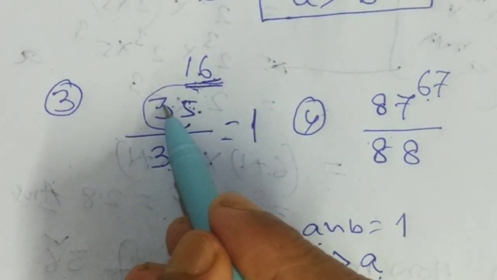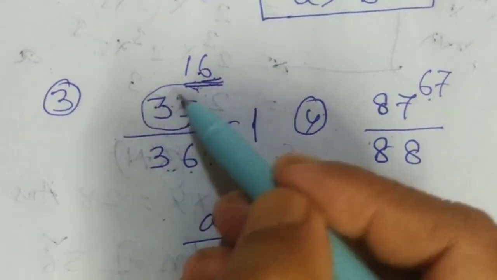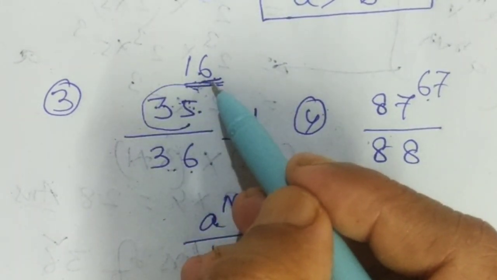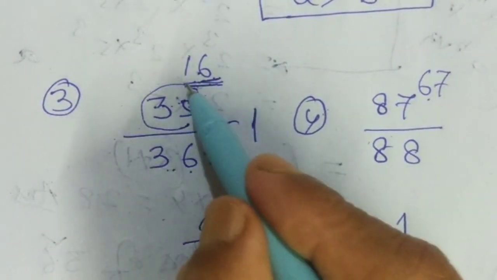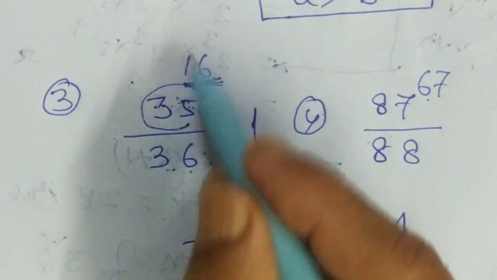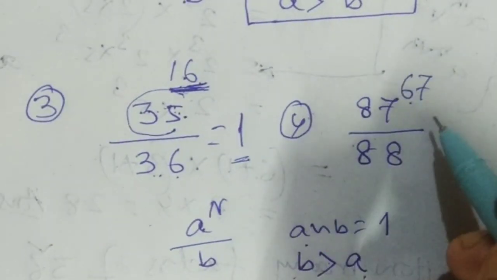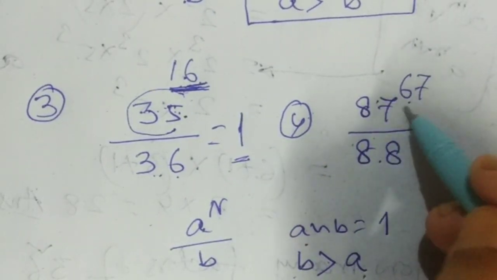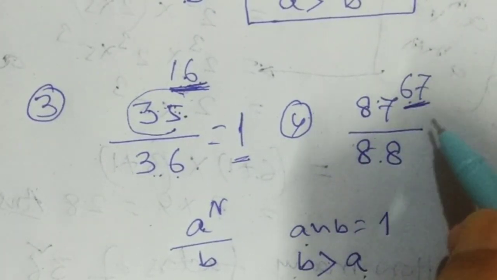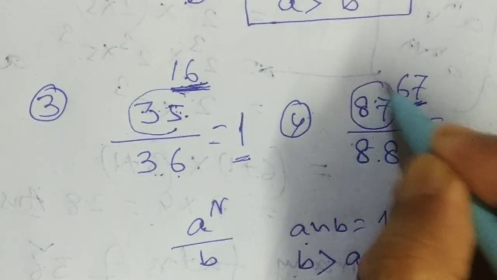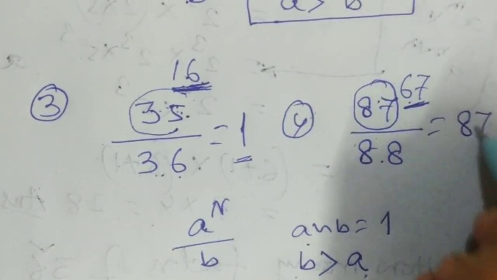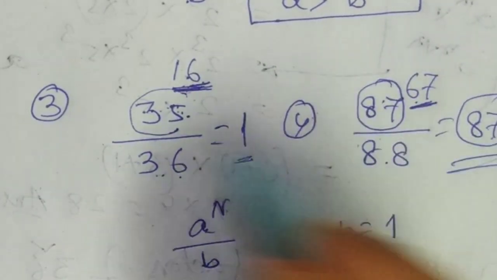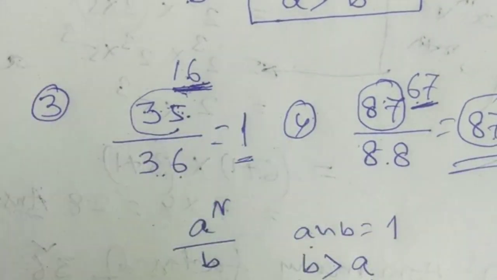Here a is less than b and the difference between them is 1, but the power is even here. So we can say the answer is 1. But for this case, here a is less than b, but the power is odd here. So the answer is a itself. That means the remainder is 87. So in this case the remainder is 87. For the earlier case the remainder is 1.